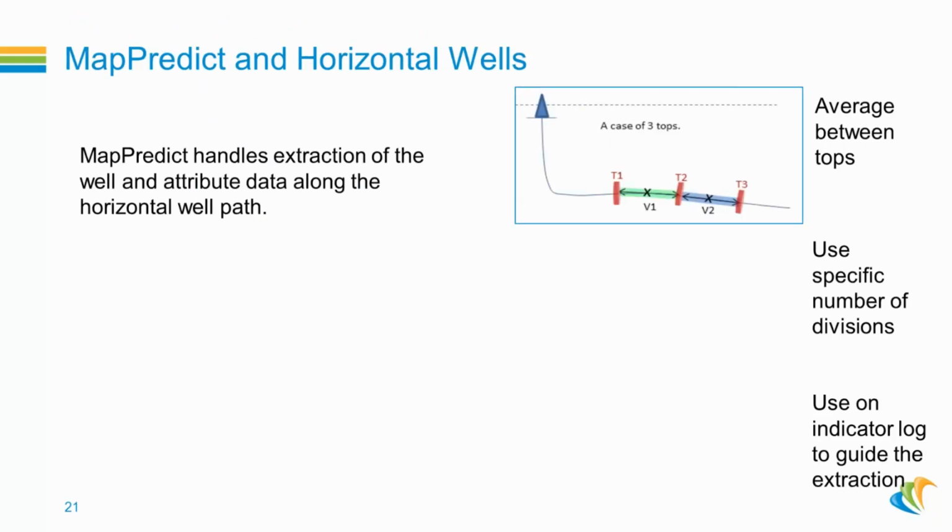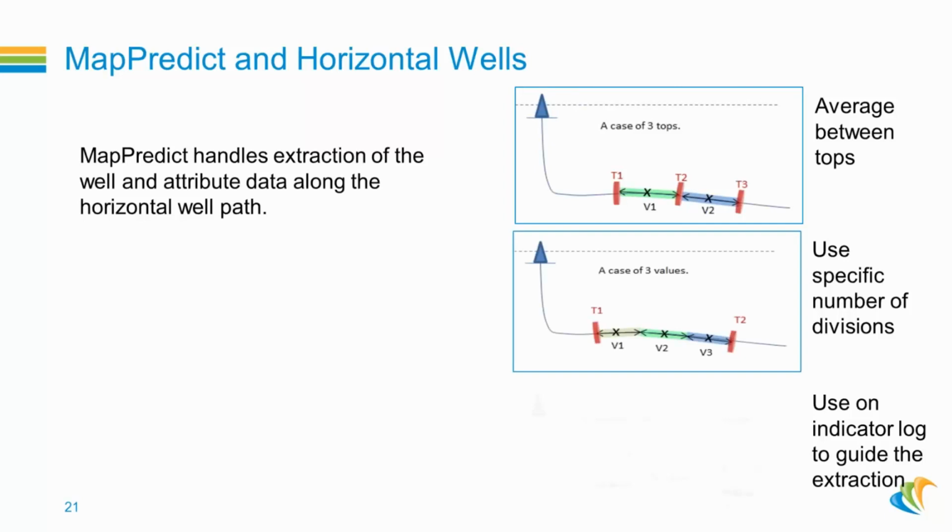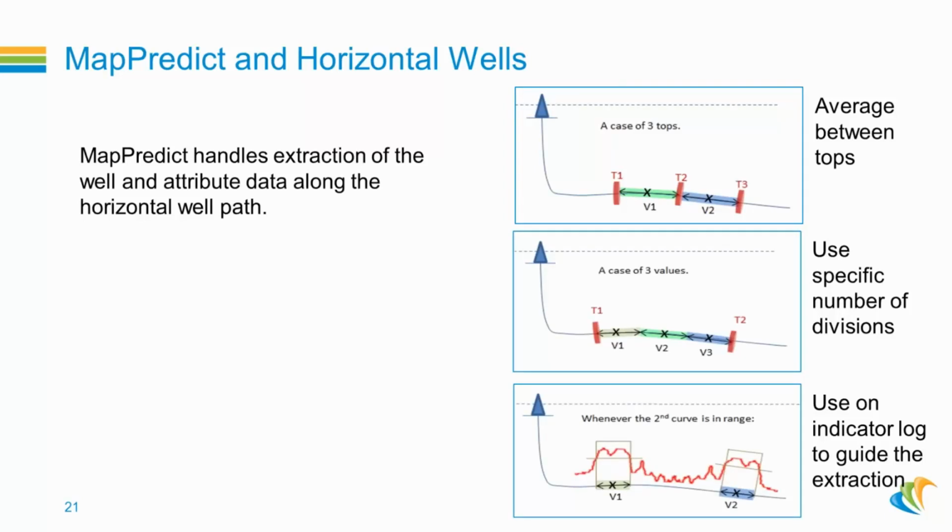MapPredict also uses horizontal wells. So for horizontal wells, we handle different scenarios of extraction of the data. The first scenario, we can handle extraction of data between average 2 tops. We can use a specific number of divisions, how we are dividing our zone of interest, or we can even use an indicator log. For example, you may use a gamma ray ratio or resistivity log to guide your extraction.